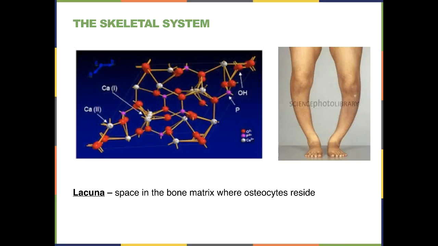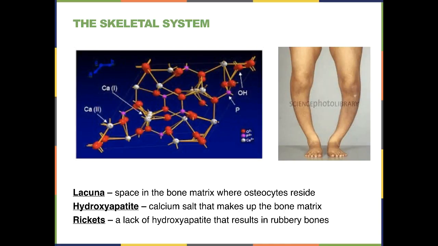Now, as I said, the space in the bone matrix where the osteocytes reside is called the lacuna. And each lacuna contains one cell or one osteocyte. The diagram on the left shows the principal form of calcium that is put in the bone matrix that makes up bone, and this is called the hydroxyapatite crystal. And this crystal is what makes up the hardness of the bone that we know about.